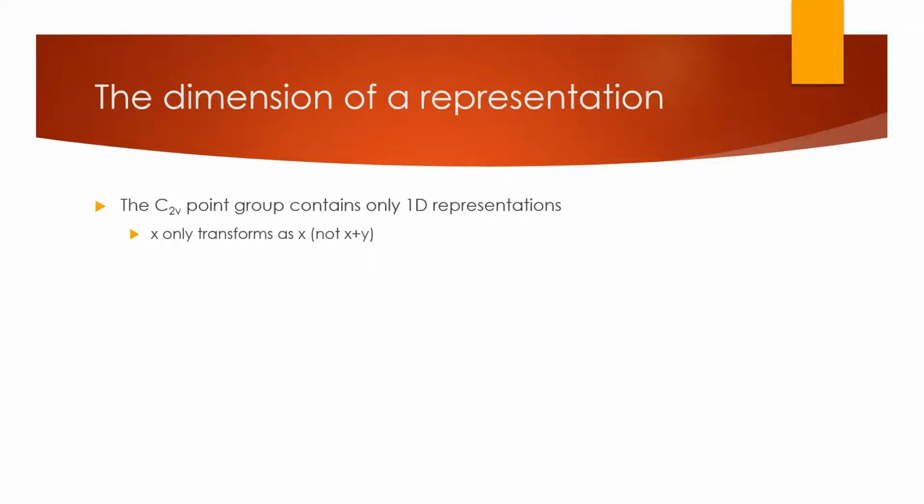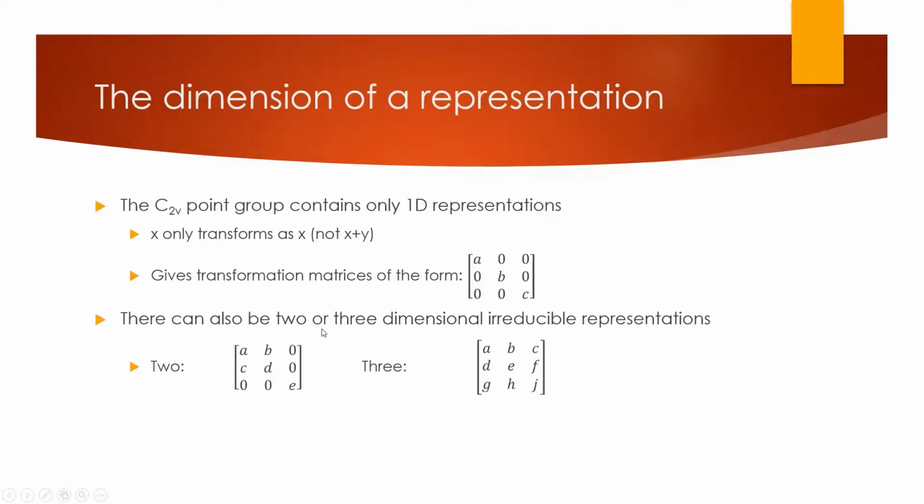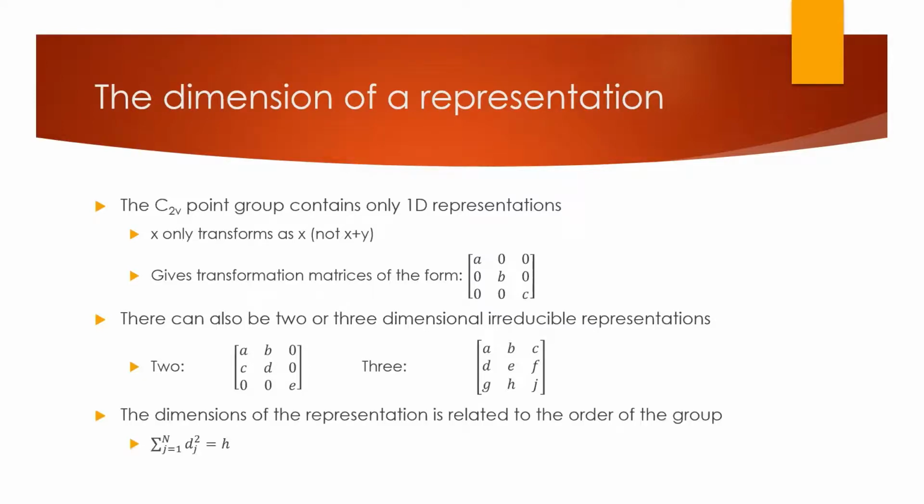So when we had our matrices that talked about how we transform from one coordinate system to another upon our symmetry operations, they were all diagonal matrices. We just had A, B, and C. It's also possible that you can't do this for more complex symmetry types, and you might need 2 or 3 dimensional irreducible representations. We can figure this out by looking at the matrices if we have them. And there's also a thing from group theory that tells us that the dimensions of the representation is related to the order of the group.